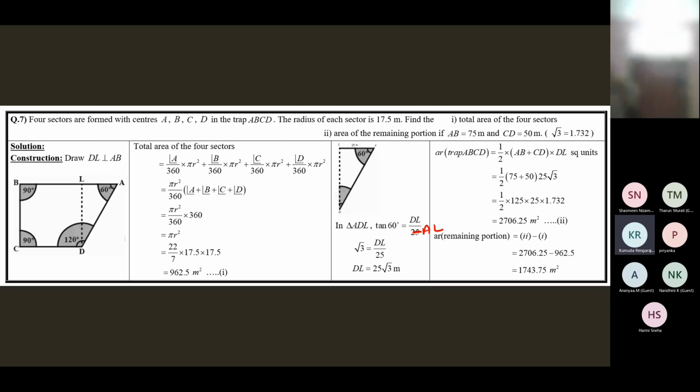Tan 60 is root 3. DL by AL is 25, so DL is equal to 25 root 3. See, with the help of trigonometry, we found the length of the line segment DL, 25 root 3. Now you can proceed to find the area of the trapezium, half sum of the parallel sides into distance between them. Then find the area of the remaining portion, which is the area of the trapezium minus the area of the four sectors.